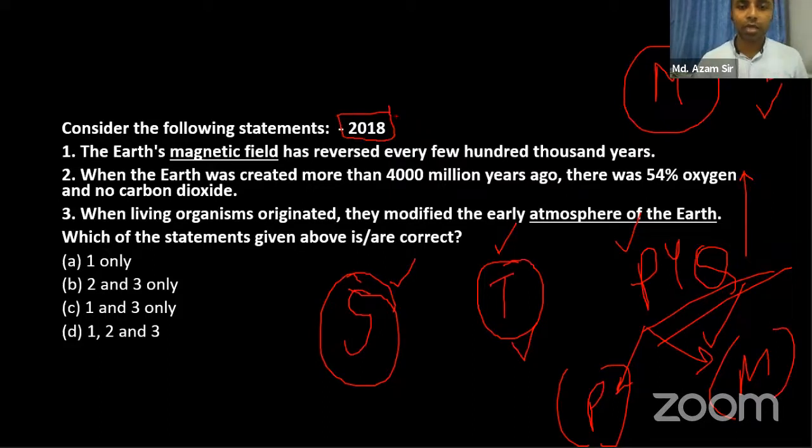This is a 2018 question, very recently asked. So let us try to see the answer. You can write the answer. The answer would be either A, B, C, or D. Try to read these statements and tell me which of the following given options is correct: either statement one or two or three, or one or three, or all of the above can be correct.